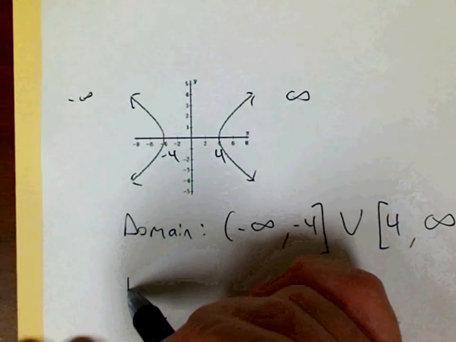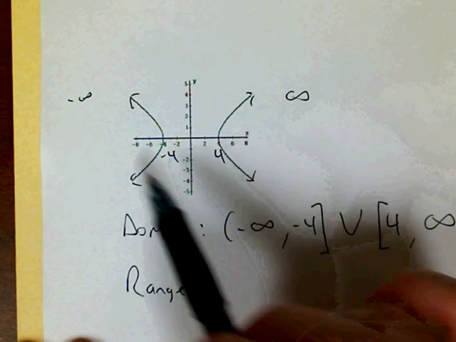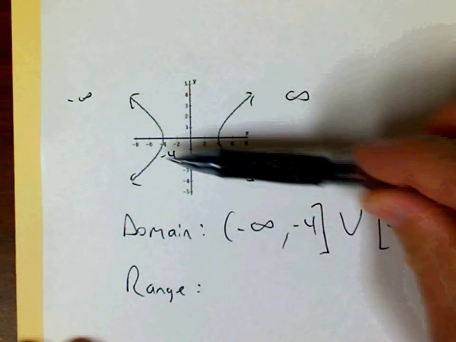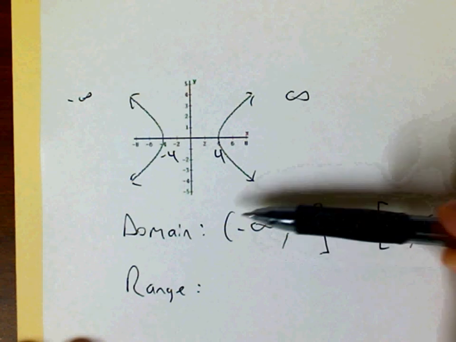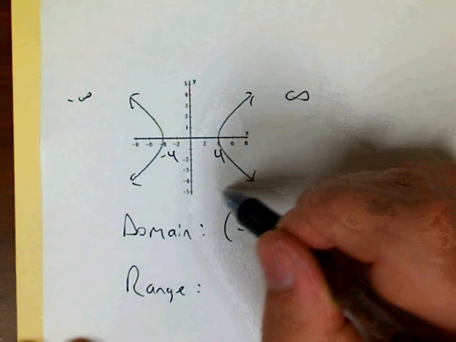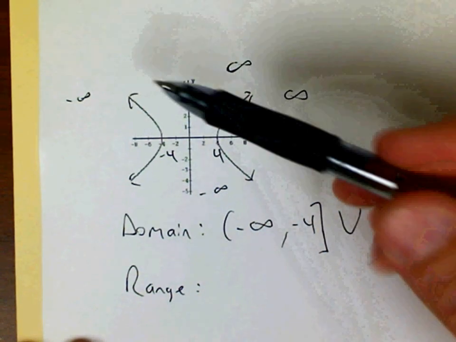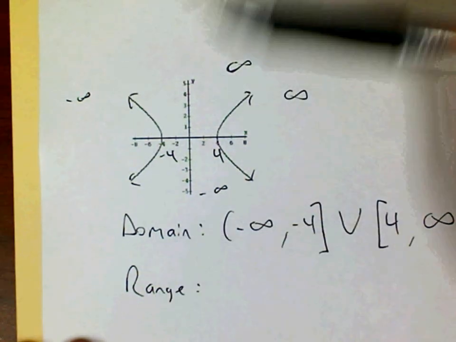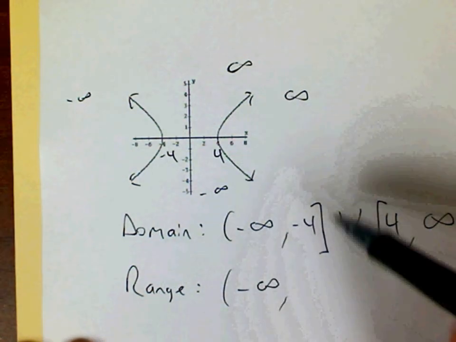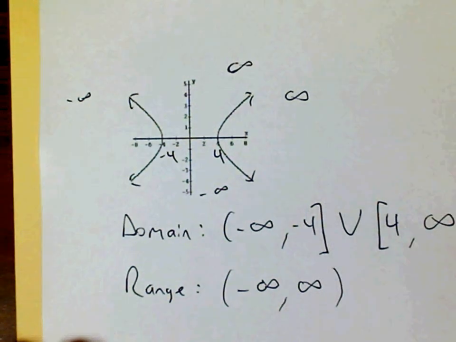Now let's do the range right quickly. When we do the range, it doesn't matter which side you look at or which portion of the curve you're looking at, they're both going down forever and ever, and they're both going up forever and ever. So they're both going down to negative infinity, and they're both going up to positive infinity. Now remember, we're reading from bottom to top, down to up. So they're forever going down to negative infinity and forever going up to positive infinity. And that's our range. So watch out for the ones that are broken up.